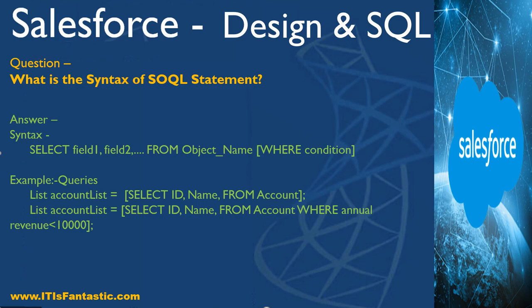What is the syntax of a SOQL statement? Select, and then the list of fields, from, and then the object name, where, and then the condition.